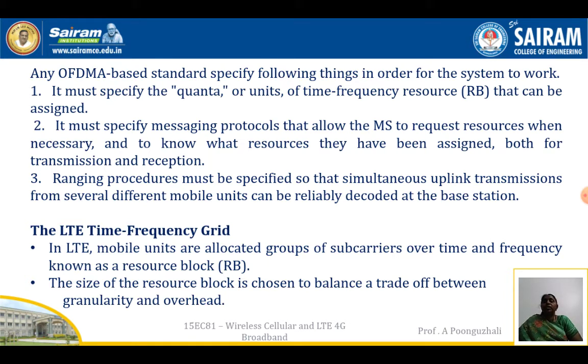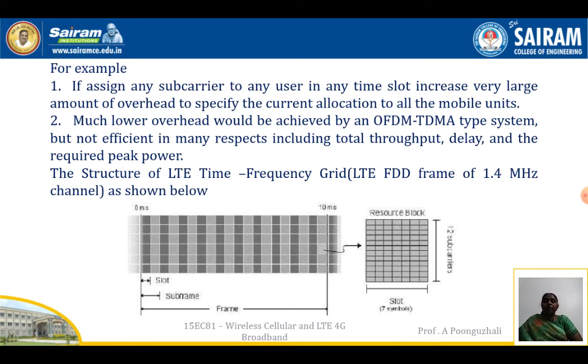Next we are going to see the LTE time frequency grid. Here, a group of carriers is going to be allocated to the mobile units over time and frequency, known as a resource block. The size of the resource block is chosen as a trade-off between granularity and overhead. For example, if I want to assign any subcarrier to any user in a time slot, we should see that there is no large increase in the amount of overhead.